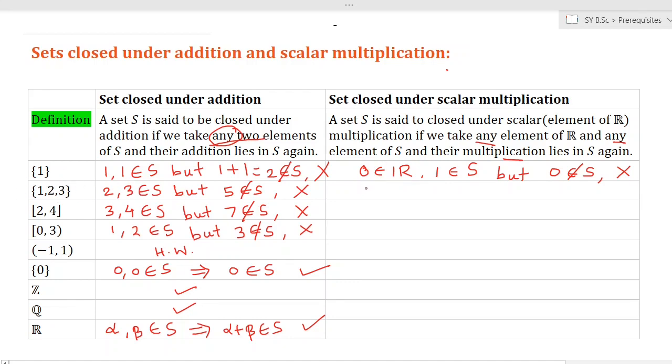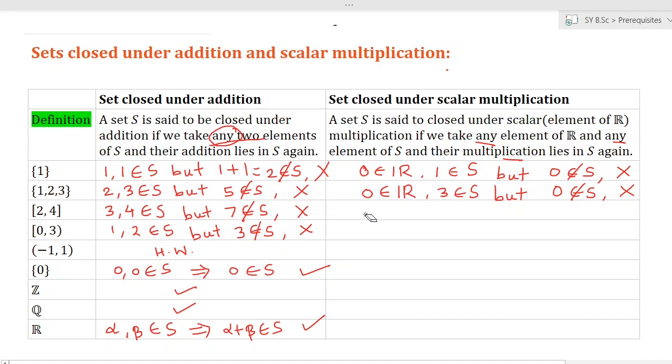Now coming towards the second example. In the second example also I will use the similar logic. Now we are free to take any element of R. So over here I will take it as 0 again. Why am I taking 0? Because our simple observation is that this set does not contain 0. Okay, and now you can take any element of S to give a counter example. So I will take 3 belongs to S, but the multiplication is again 0, which is not present in S. So therefore this set is not closed under scalar multiplication.